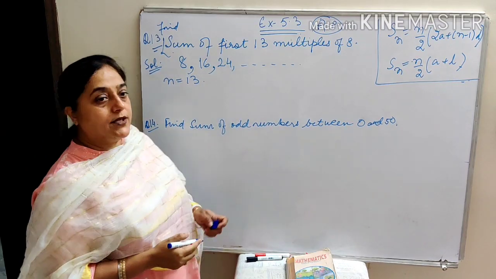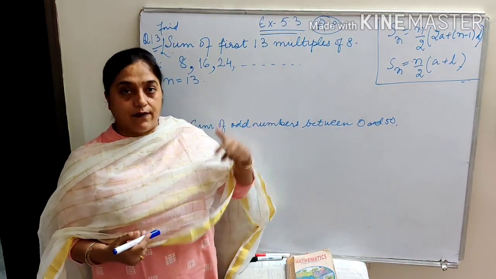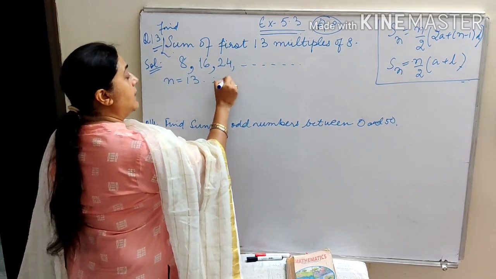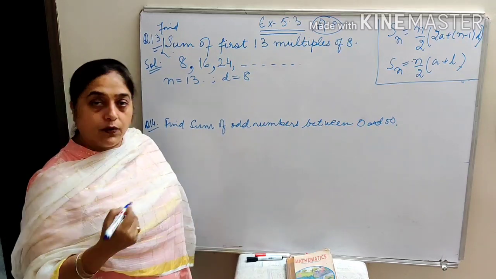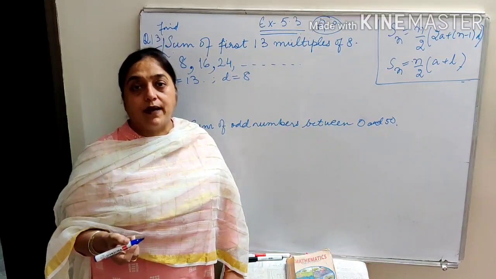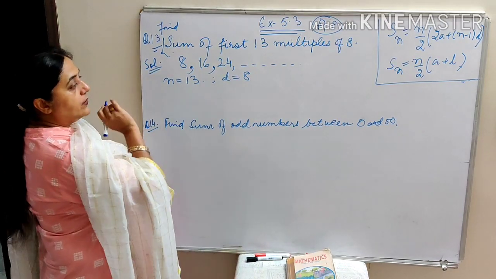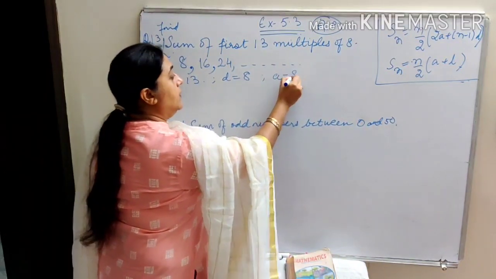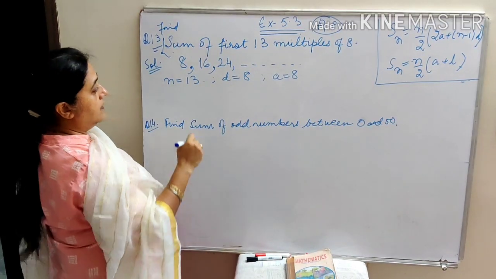Whenever the question asks to find the sum or the terms of multiples of 7, multiples of 6 or multiples of 5, what happens? Every time d comes out to be that number. In this case we are talking about multiples of 8, so d comes out to be 8. For multiples of 7 or numbers divisible by 6, d becomes 7 or 6. So we have n is equal to 13, d is equal to 8, and a is always the same number, a is equal to 8. So first term and d remain the same.